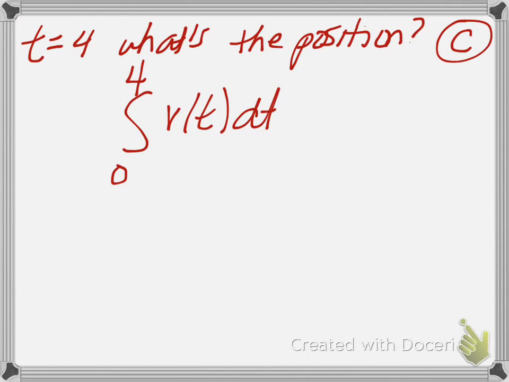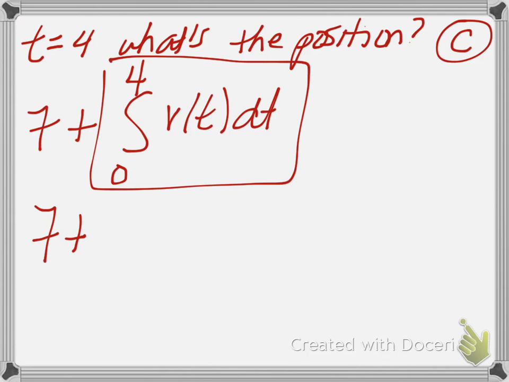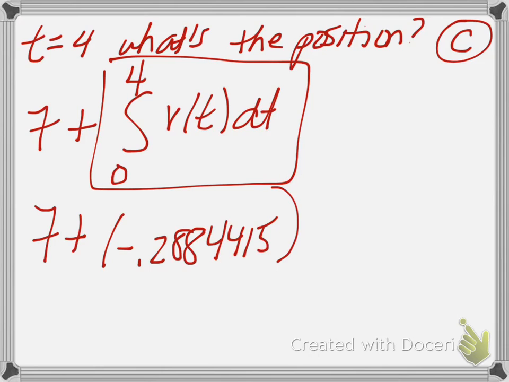So they gave you at the very beginning that at t equals 0, the particle is at 7. So you started at 7, so you have to add the 7. If they had said it was at 4 at t equals 0, then you do 4 plus this thing. Okay, so this is going to be 7 plus, then you're going to use your calculator for this part because you know what v of t is, and you should get a negative 0.2884415. Combine those and you get this.